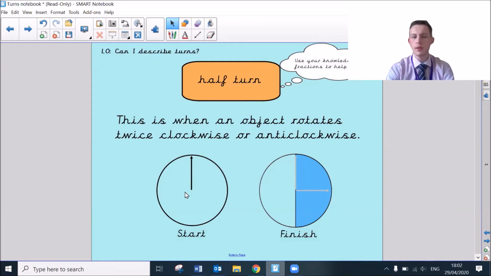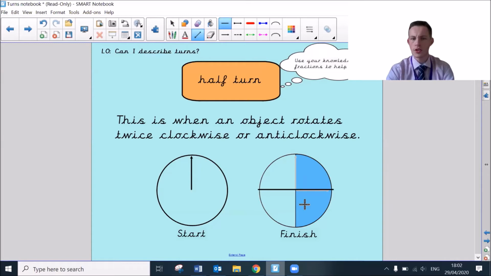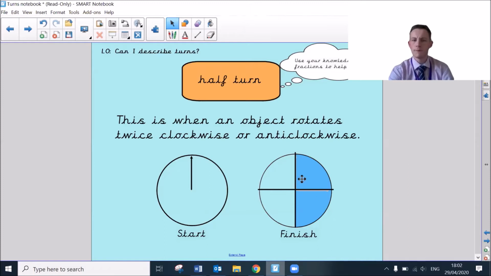So again, if we split our circle up, our turn circle, into 4 parts, we've got 1, 2, 3, 4. And we can show that by having another line here. So you've got 1, 2, 3, 4. And that's where we can see we've got our 4 equal parts. Now for this one, we've not just done one part of a turn, we've done 2 turns. We've done 2 turns, and that's half of our full turn. So we've done 2 turns out of 4.